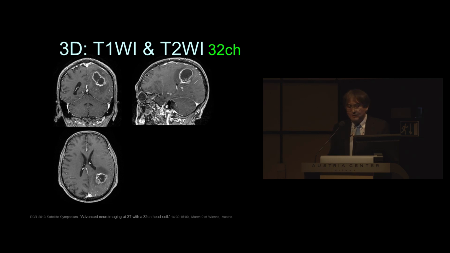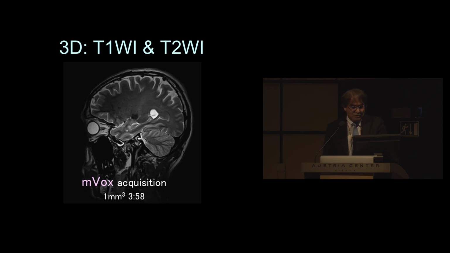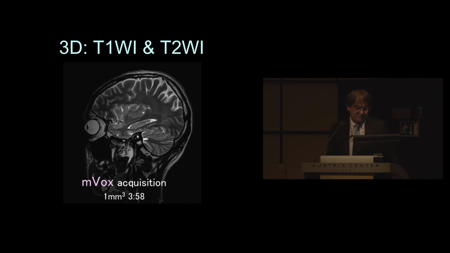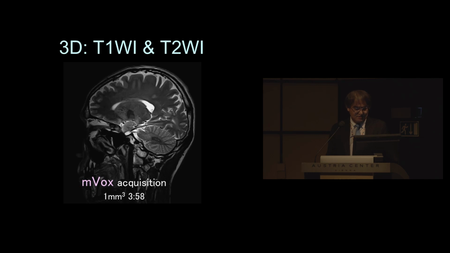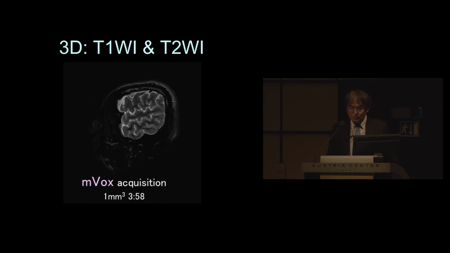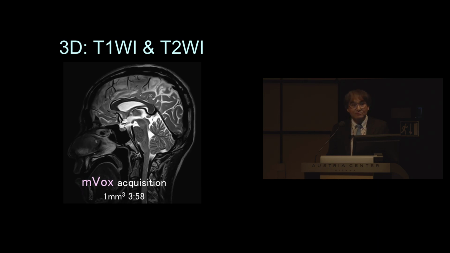And also, 32-channel head coil allows us to get 3D T1 or T2 weighted images within a reasonable time. This is a contrast-enhanced T1 weighted image of the glioblastoma multiforme. Because these images are acquired in isotropic, that can be reconstructed in multiplane like this. And also, as a T2 weighted image, you can choose MVOX acquisition, which is a kind of fast spin echo imaging. In this case, the resolution is 1 cubic millimeter, and the acquisition time is less than 4 minutes.